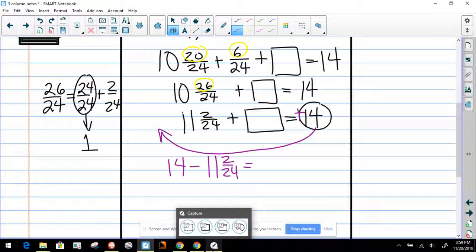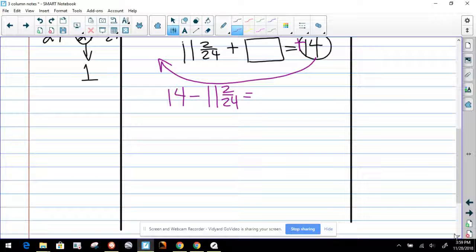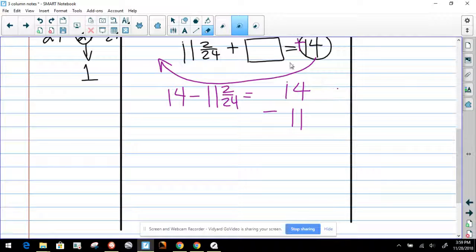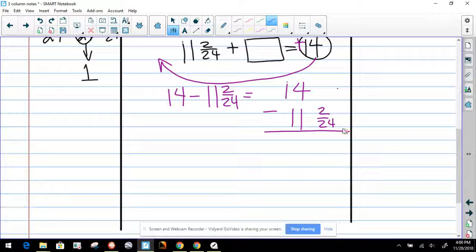Okay. So if we take away, let me rewrite this. 14 minus 11 and 2 24s. That's not the place where I need to write this down. It should be below it. 2 24s. Okay. Now, I always encourage my students to say, if there are 0 24s on this number, is it possible to subtract 2 from 0? And the answer is no.